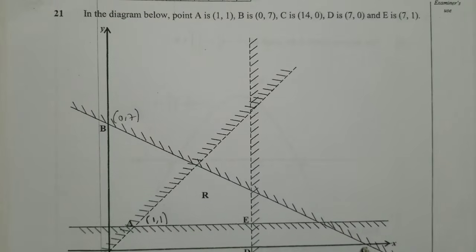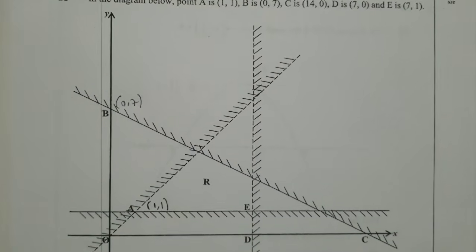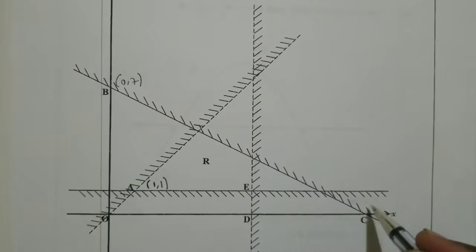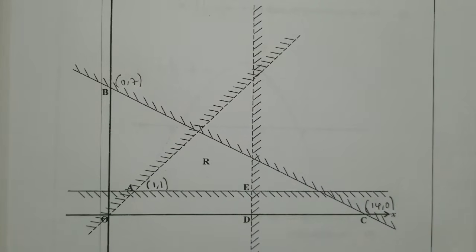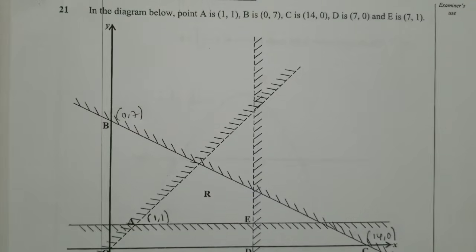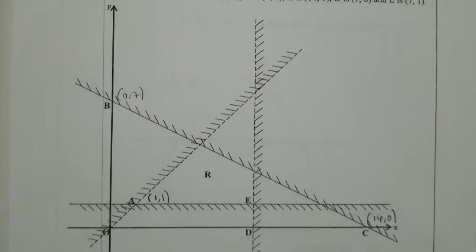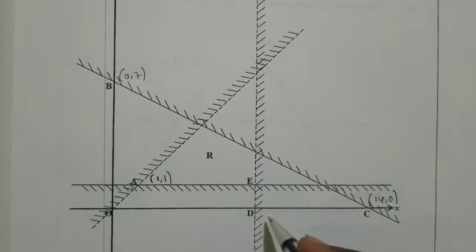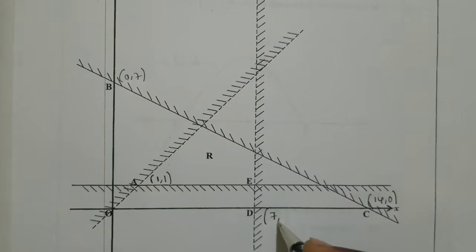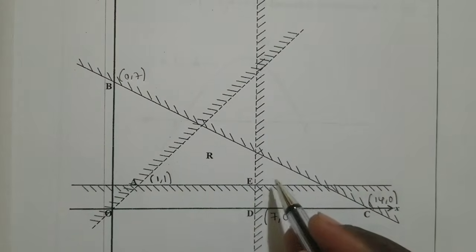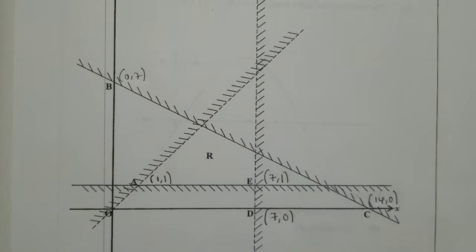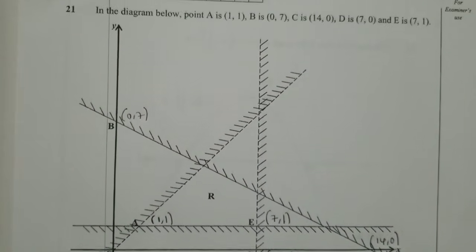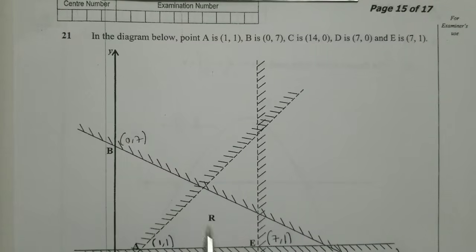Point C, where is C? C is right here. Hopefully you can see that it's (14, 0). So it's really important that you understand or identify the points. Point D is over here, (7, 0). And point E is over here, that is (7, 1). So all these coordinates, I'm picking them from the statement. This is a statement that we've been given over here, okay?